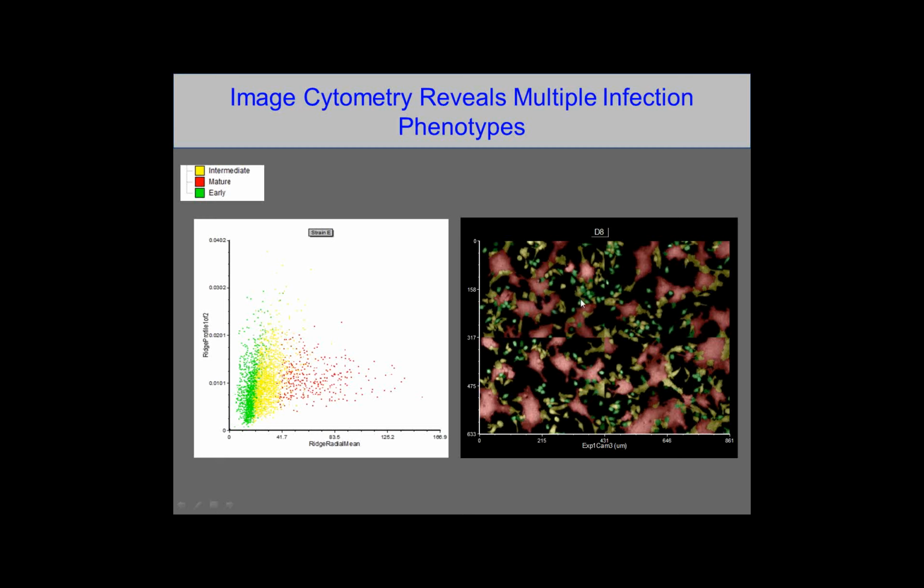We then have the cells that we colored in yellow that we labeled as intermediate, which already start to get larger and to fuse with other cells. And then we have the mature infected cells, which correspond to what we originally defined as the original MNGC population.